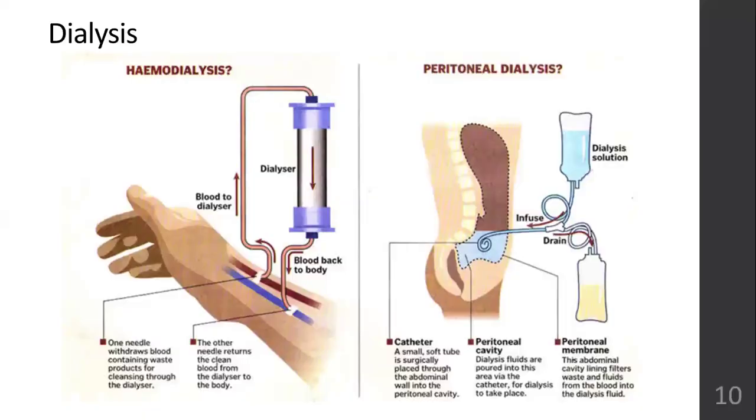In CKD, chronic kidney disease, hyponatremia means less amount of sodium in the blood. Below normal levels of sodium in blood, that is hyponatremia.